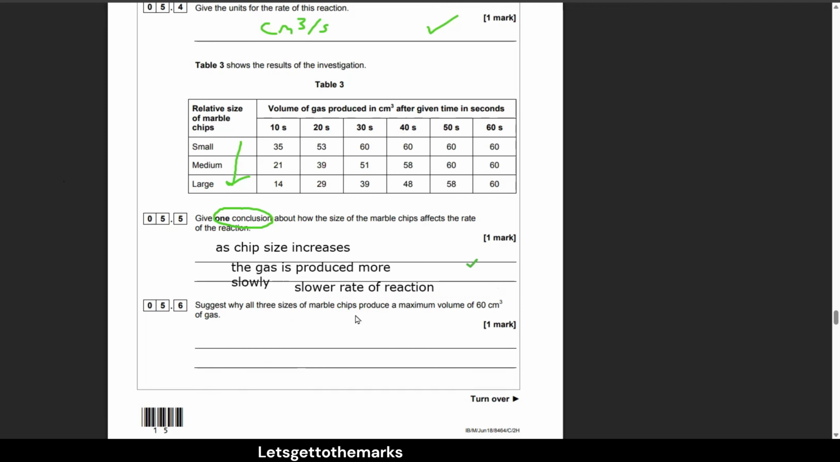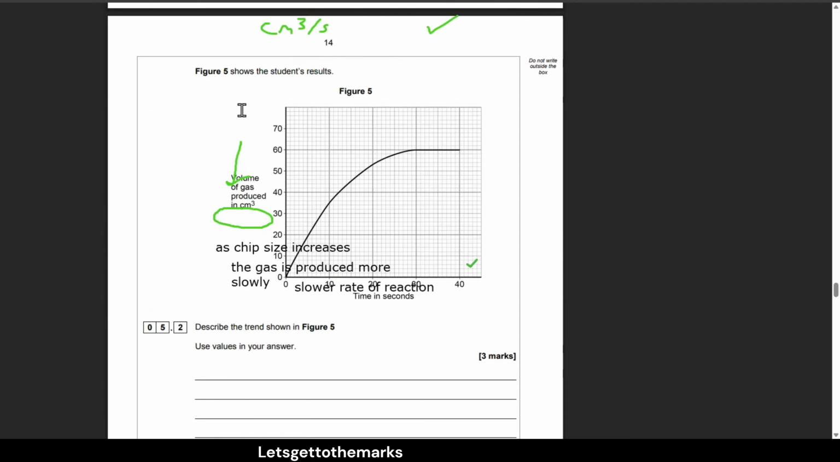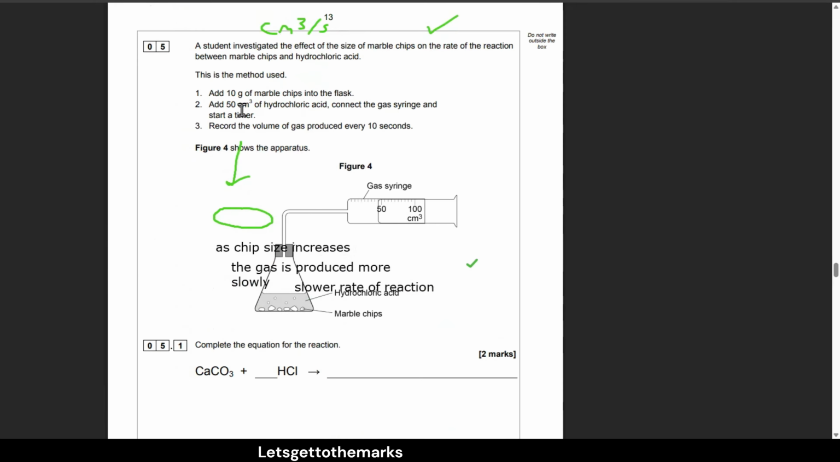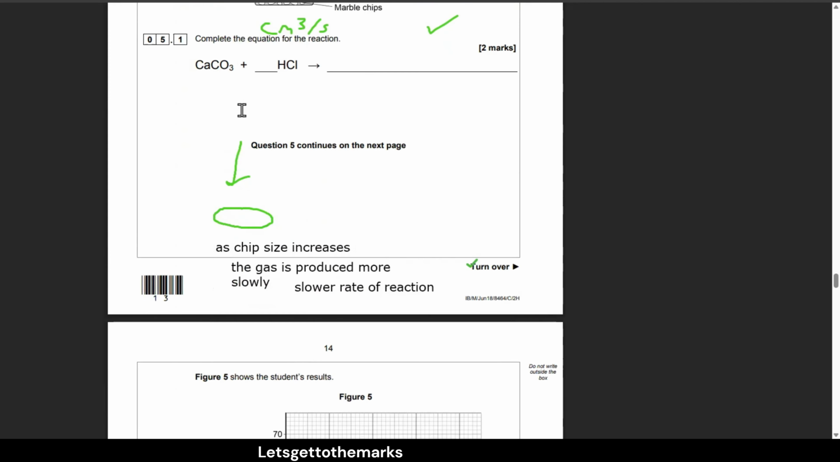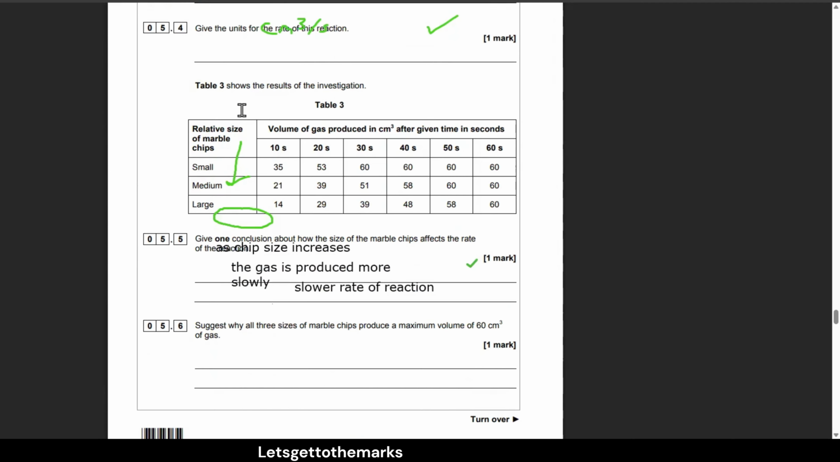Suggest why all three sizes of marble chips produce a maximum volume of 60 centimeters cubed of gas. So what's the suggestion? I might have small chips, some medium chips and some large chips. Why did they only give out the same amount of gas? So the reality is here that all the acid is used up, or we have the same mass of chips. What I need to do is just go and check if the question said anything specific up here to do with it. 10 grams of marble chips were used. Yeah, we had the same mass of chips and 50 centimeters cubed of acid. I don't know which one got used up first, the acid or the chips, but essentially, whoa, what was that?